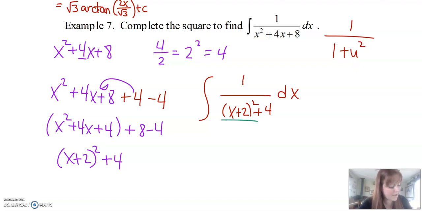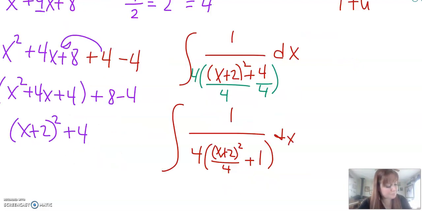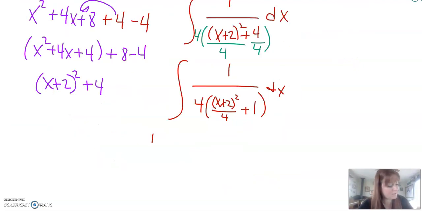And we're going to divide both of these by 4 and bring that 4 outside the parentheses. Okay, so we're going to bring our 4 out here so that now that's, instead of being a 4, that's going to be a 1. So we have 1 over, and then we have a 4 outside, right? And then we have x plus 2 squared over 4 plus 1 dx. All right. So now, since this is 4 is a constant, I can just bring it outside the integral like that. And I have 1 over x plus 2 squared over 4 plus 1.